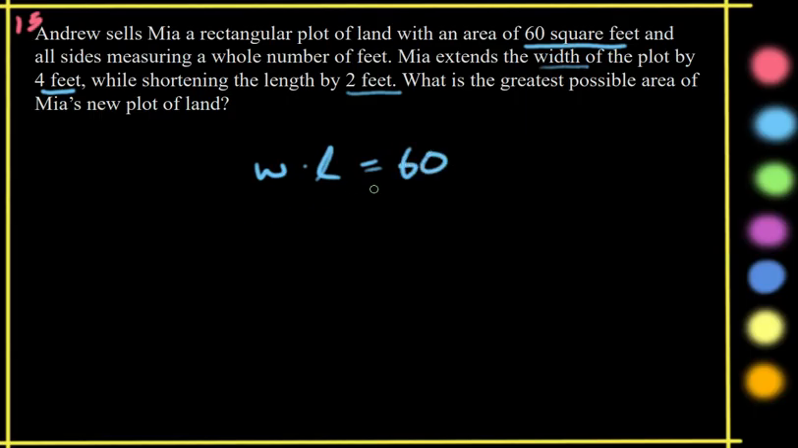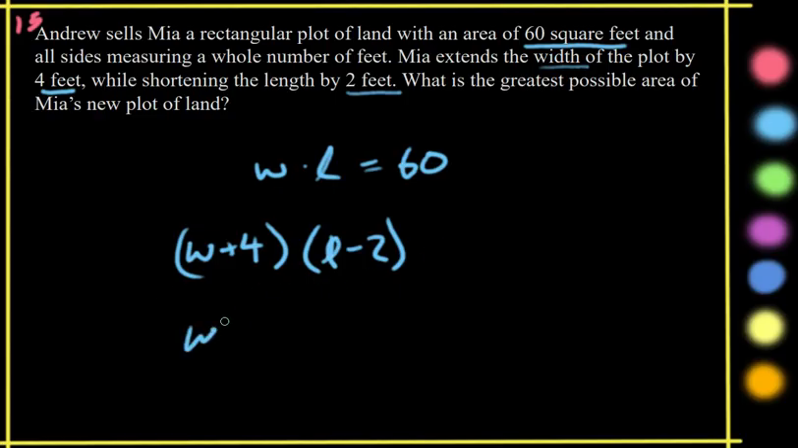And now, after Mia's modification, the width is now width plus 4, right? And the length is now length minus 2. And we want this thing to be as big as possible. Okay, so we can multiply this out. This is going to be width times length plus 4 times the length minus 2 times the width minus 8.